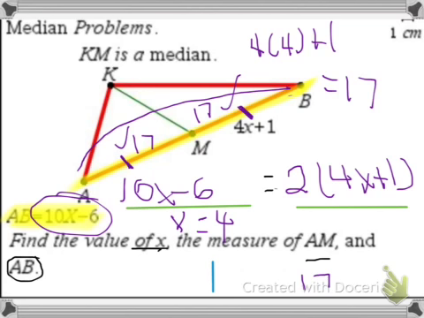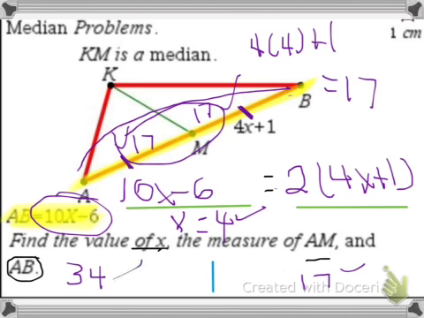And then to figure out what AB is, I just add my 17s together. And 17 plus 17 is 34. And the reason I get 34 is I added these two numbers together. Okay? And so the solution there, x is equal to 4. AM is equal to 17. And the whole segment AB is equal to 34.